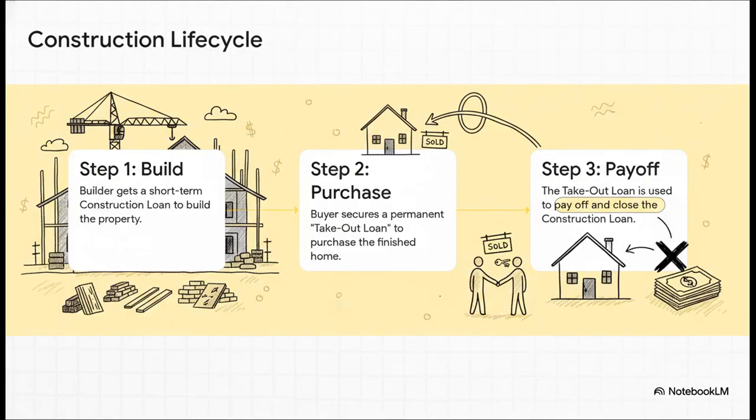Yeah, financing new construction is kind of like a two-step dance. First, the builder needs money to, well, build the thing, so they get a short-term construction loan. Then, once the house is finished and you come in to buy it, you get your own long-term permanent loan. We call that the takeout loan, and the money from your loan is what's used to pay off the builder's original construction loan. See? A neat little handoff.